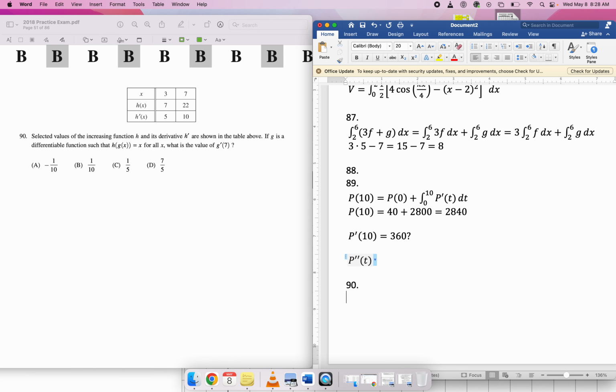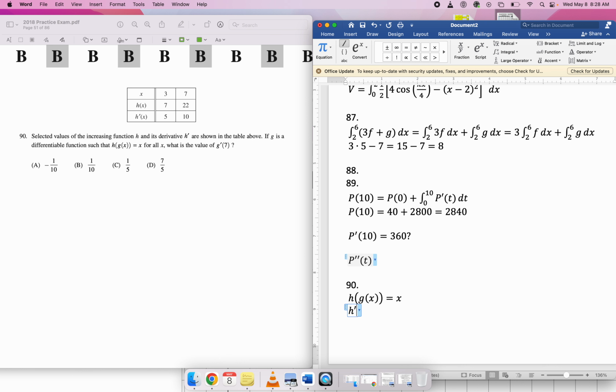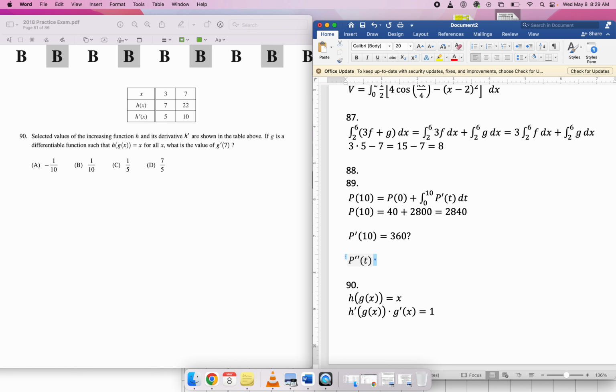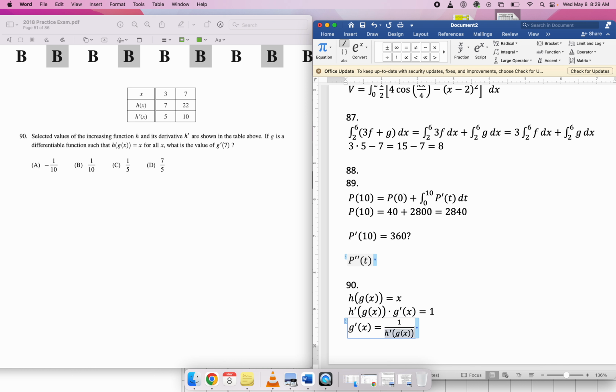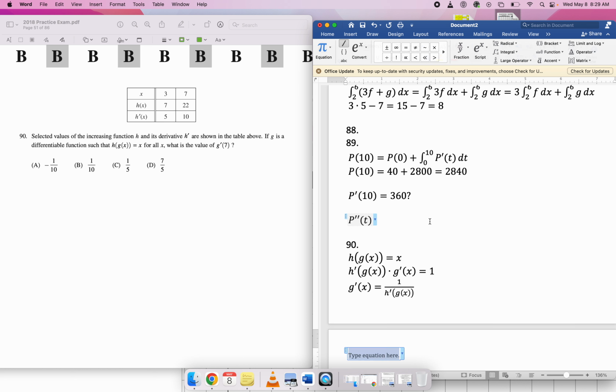But here's how it goes. You know that h of g of x is equal to x. You can get a relationship between h prime and g prime by taking the derivative of both sides of this equation. The chain rule says we get h prime of g of x times g prime of x equals the derivative of the right-hand side, which is just 1. Okay, so that tells me that g prime of x is 1 over h prime of g of x. Cool. And I want to know what is g prime of 7, so I just plug in 7 for x. So that gives me this. Great. So I just need to compute this expression.